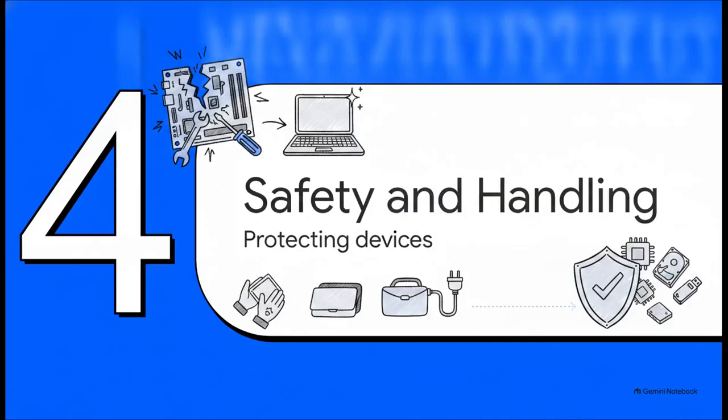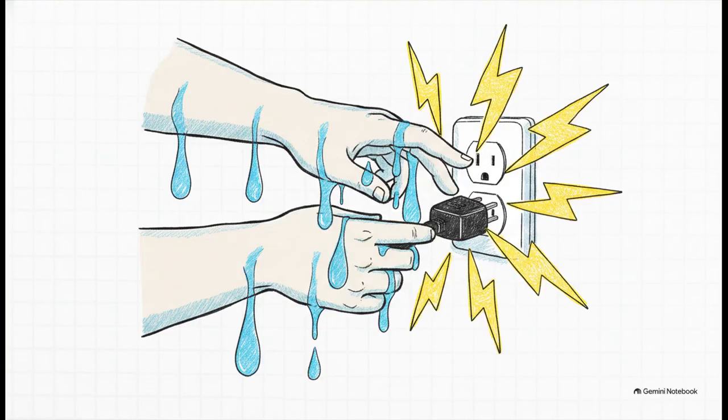Section 4 is all about hardware safety and handling, essentially protecting your devices and your data. Rule number 1 for hardware: zero moisture. Seriously, keep your hands completely clean and dry before interacting with any device. Water and electronics are just a highly destructive combination.